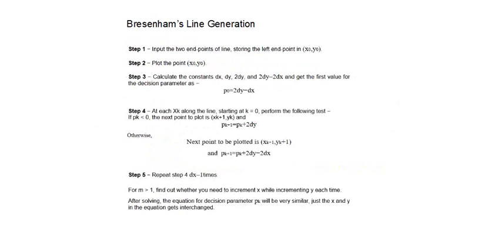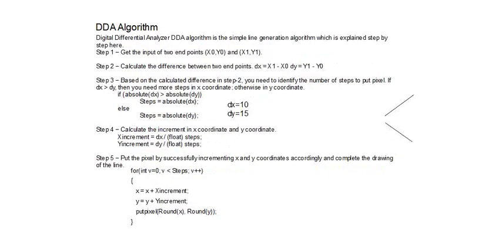Next line drawing algorithm is Bresenham's line generation. Now there are two disadvantages of DDA algorithm. The primary disadvantage is a rounding off operation. A rounding off operation is always a non-preferable approach. Why non-preferable? Because rounding off involves a heavy computation.